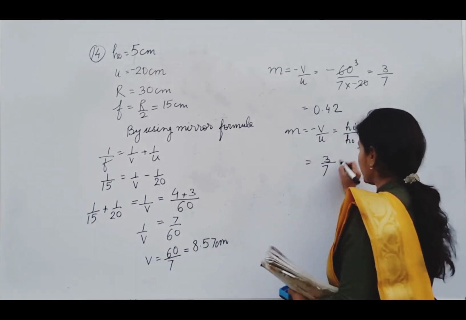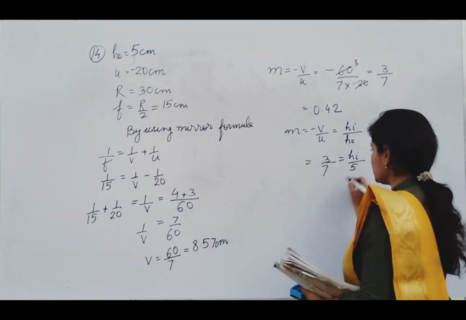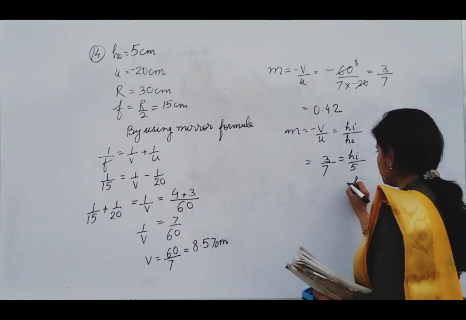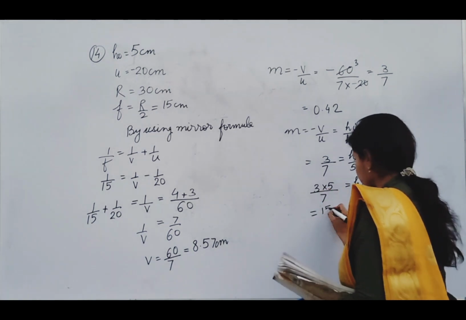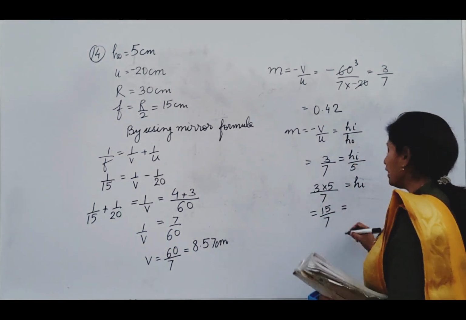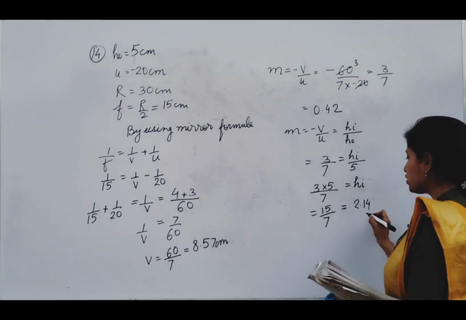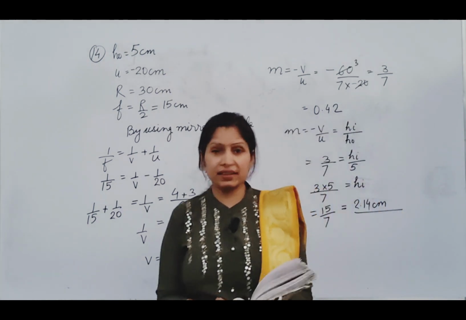Always better to take the values in fraction. Height of image upon height of object, the height of the object was given to be 5 centimeter. Let the height of the image be here only and cross multiply the other value. So height of image is equal to 3 into 5 upon 7. So it's 15 upon 7, and that comes out to be 2.14 centimeter. Since it's height, that has to be written in centimeters only.